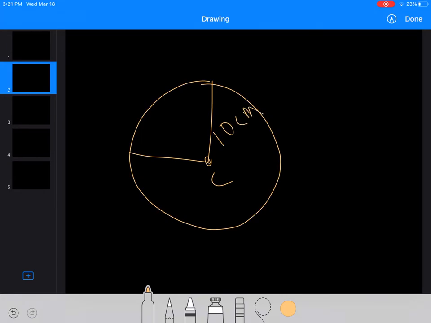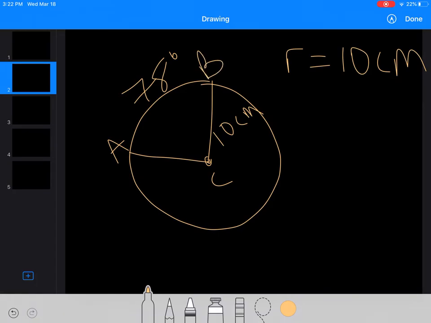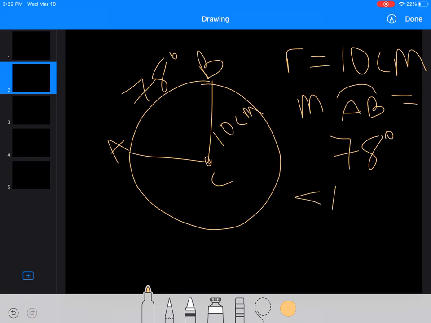So if we're given a specific circle with, let's say, C as the center and 10 centimeters as our radius, so R is 10 centimeters, and we're given the measure of the arc AB, which is 78 degrees, which we know the central angle of the circle, angle ACB, is also 78 degrees if it's located in the center of the circle.